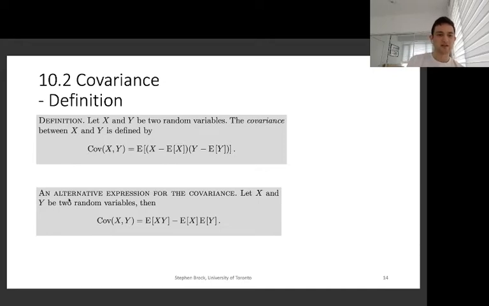But let's look at this alternate expression for the covariance. We can get this alternate expression by expanding these binomials together and then using the linearity of expectation. And if you don't believe me, I highly recommend doing it yourself, because it's just another opportunity to practice your algebraic manipulation.